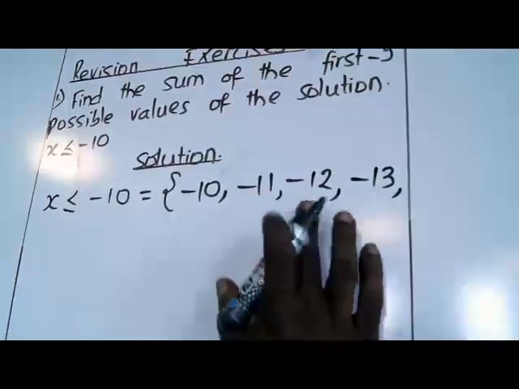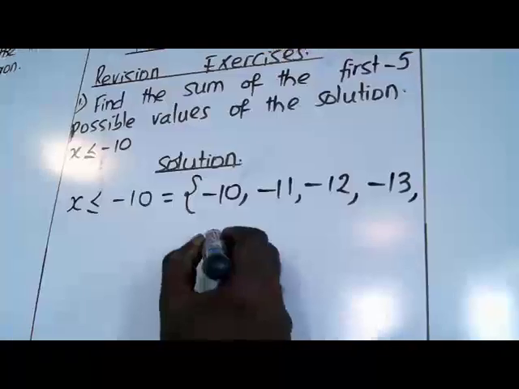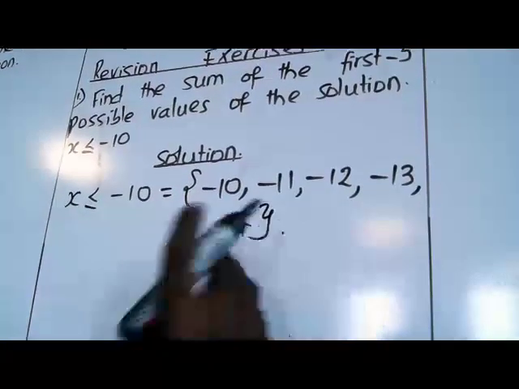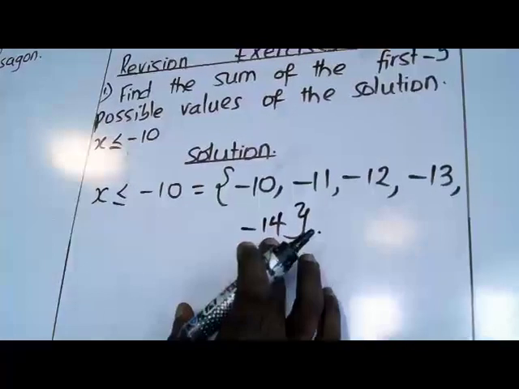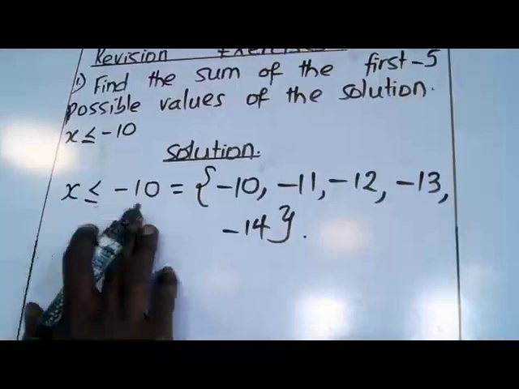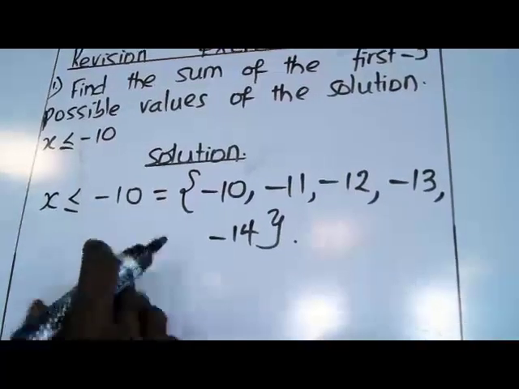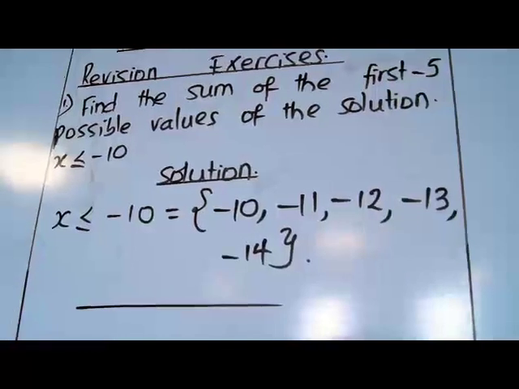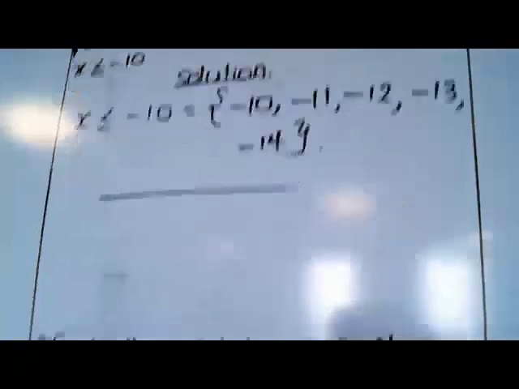This is 1, 2, 3, 4, just one more. Then followed by minus 14. We close this. So these are the first 5 possible values of the solution, x less than or equal to minus 10, and that is the final answer to that. Hope that is clear. So I'm going straight to question 2.